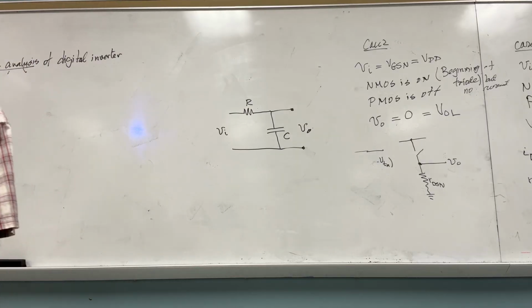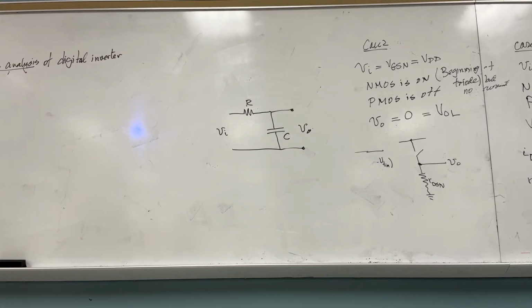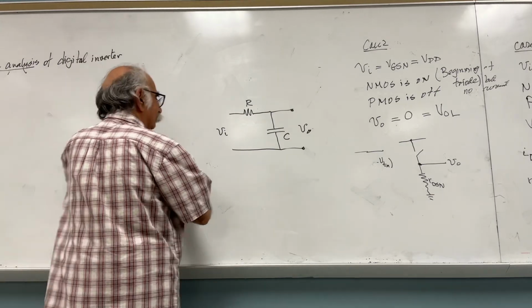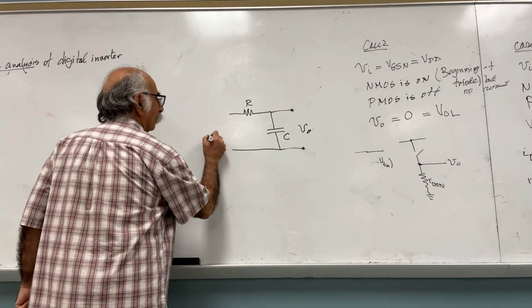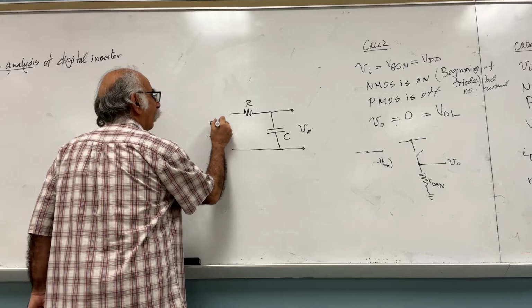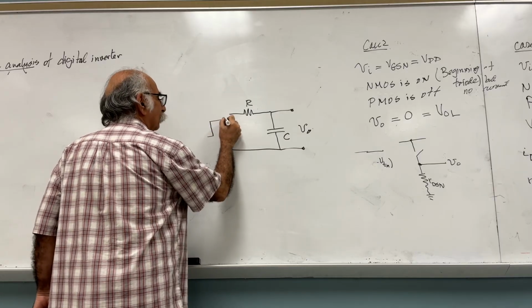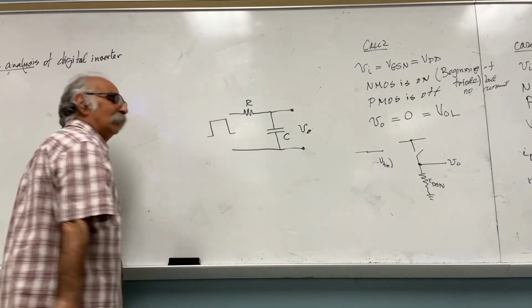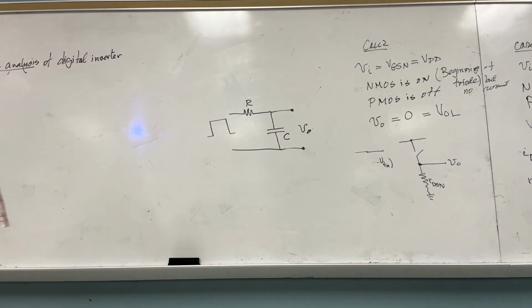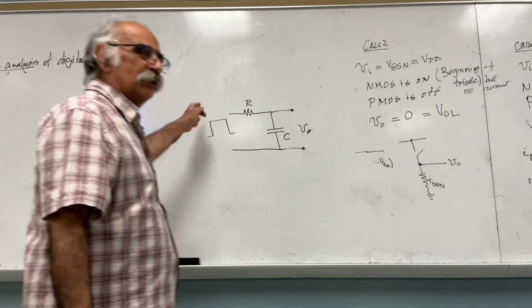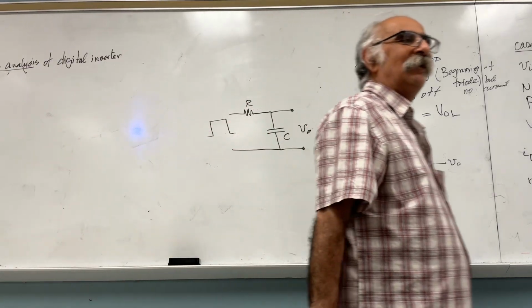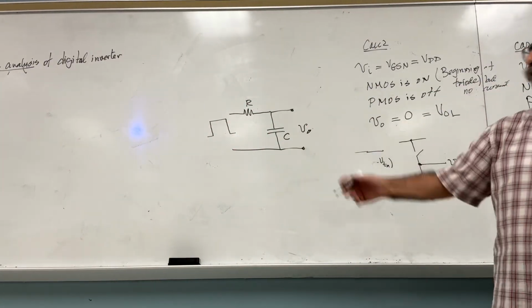Assume the capacitor is initially uncharged. The input at t equal to 0 switches from low to high, and then back to low. Did you get it or not? Between two levels, extreme levels, 0 and VDD, for example. Clear? Tell me what happens.